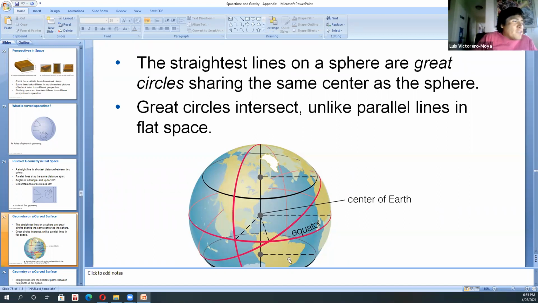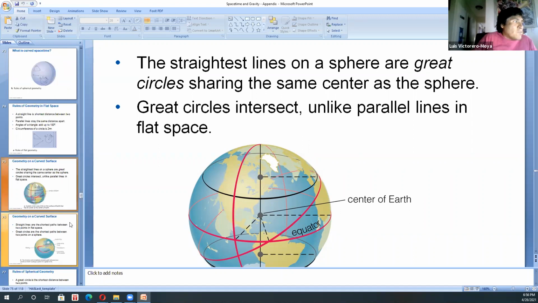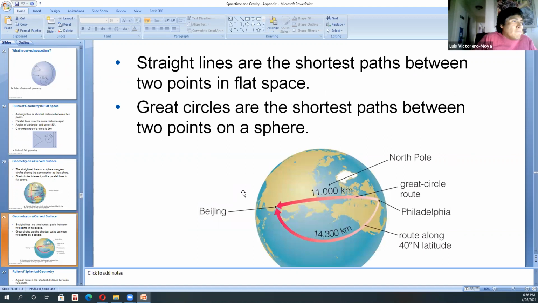Which makes navigation very tricky. You have to be careful, right? Because you have so many flying at the same time that, you know, nowadays with GPSs, we are able to determine all that. So for example, Beijing and Philadelphia. You can have this route along the 40 degrees northern latitude, or you can have this great circle route. All right. So by studying spherical geometry and understanding it, we can actually choose the most ideal and shortest path. All right.